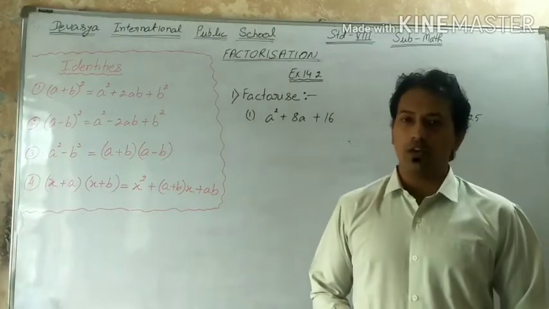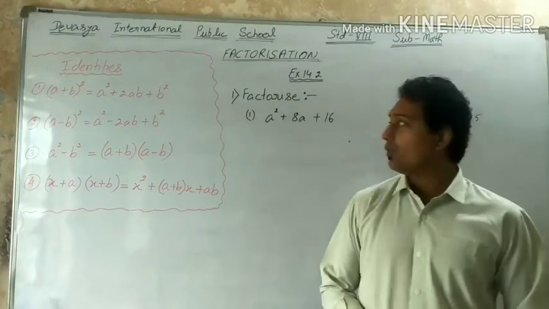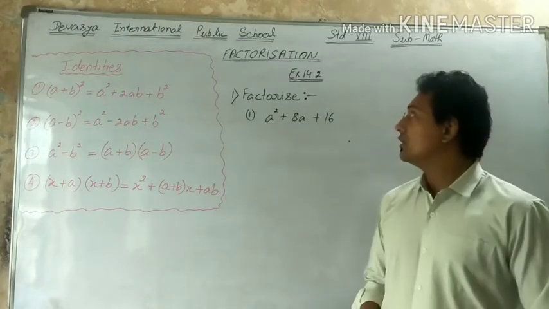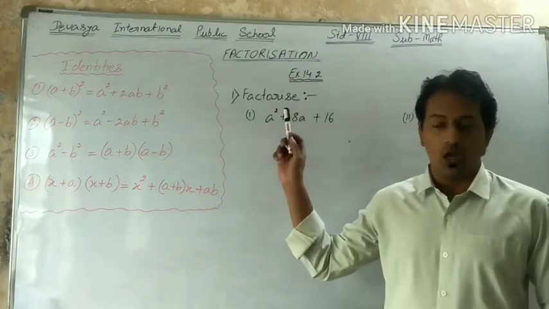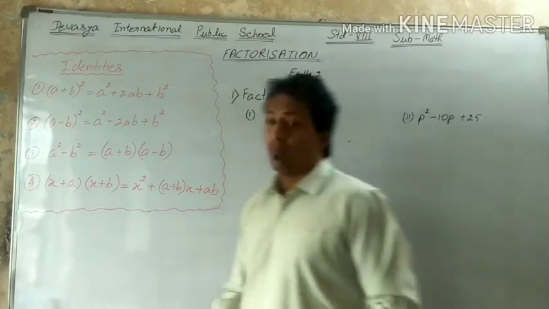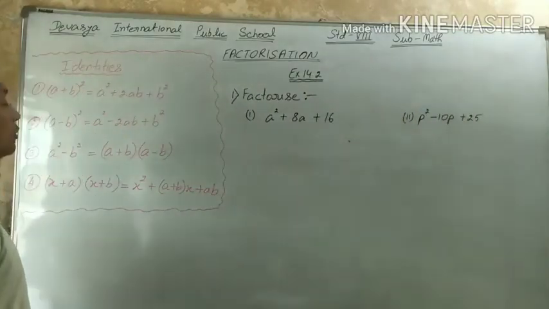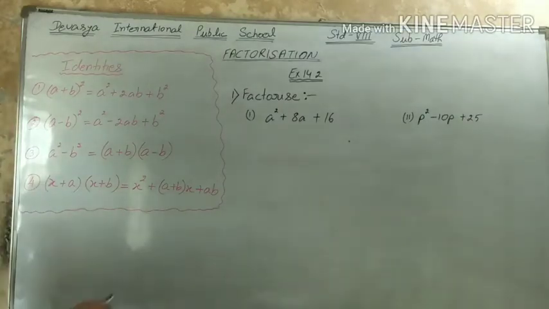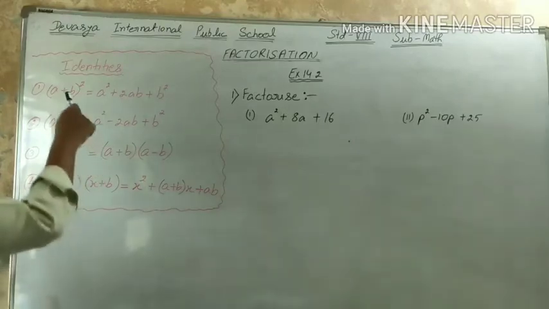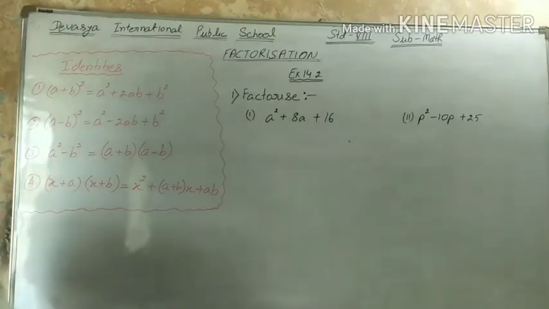Last time we had completed the 14.1 exercise from the chapter Factorisation, and today we are going to start with exercise 14.2. Now before we start exercise 14.2, we need to memorize some of the identities through which we can factorize the expressions, right? So these are the four identities which we need to keep in our mind.